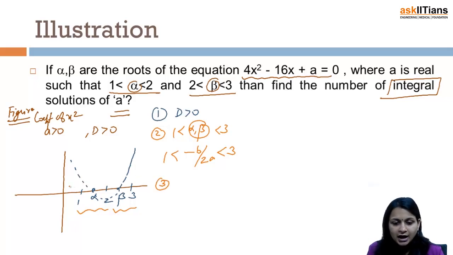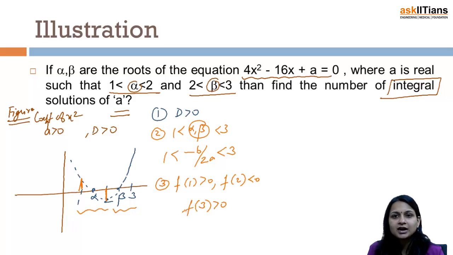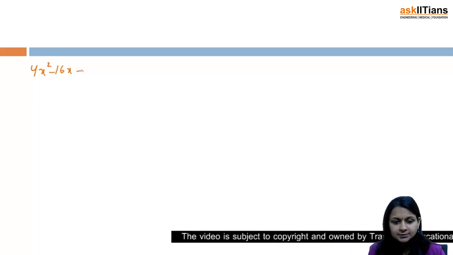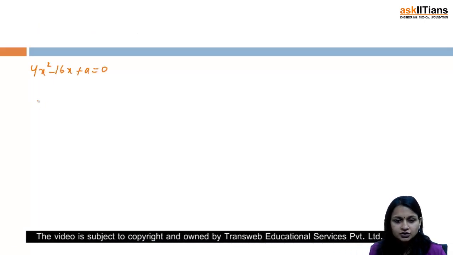Third point, f of 1 is positive. f of 2 you can see is negative, and f of 3 again is positive. So I will apply these conditions and get the final answer. Okay, so let me write them. 4x square minus 16x plus a equal to 0 is our equation.